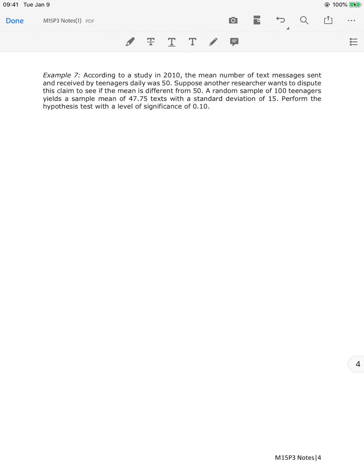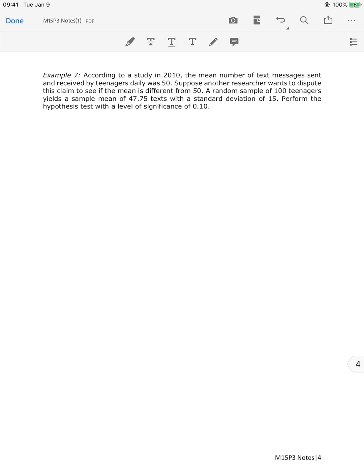And we'll look at the greater than. All right, so according to a study in 2010, the mean number of text messages sent and received by teenagers daily was 50. Suppose another researcher wanted to dispute this claim to see if the mean is different from 50. A simple random sample of 100 teenagers yields a sample mean of 47.75 texts with a standard deviation of 15. Perform the hypothesis test with a level of significance of 0.10.